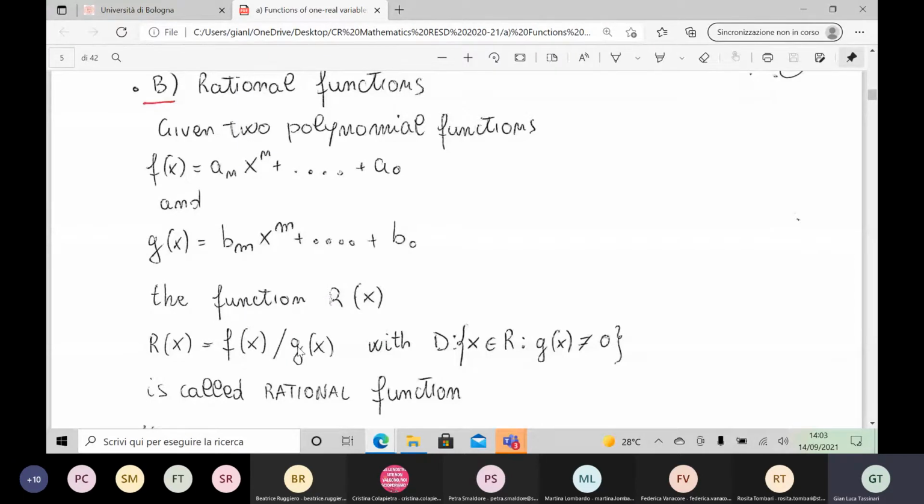Okay, so the rational function is f of x over g of x. And which is the domain? Remember, the denominator of a ratio can never be equal to 0. So what you need to require, the domain of this function is given by all the x belonging to R such that the denominator is different from 0. So while the polynomial functions are defined on all R, the rational functions are defined for the real values of x making the denominator different from 0.